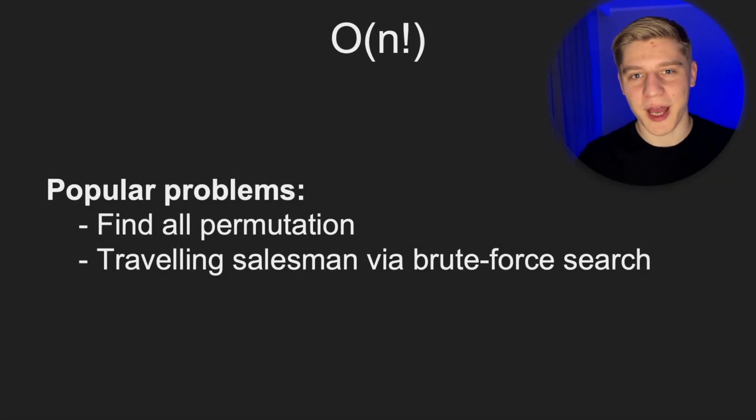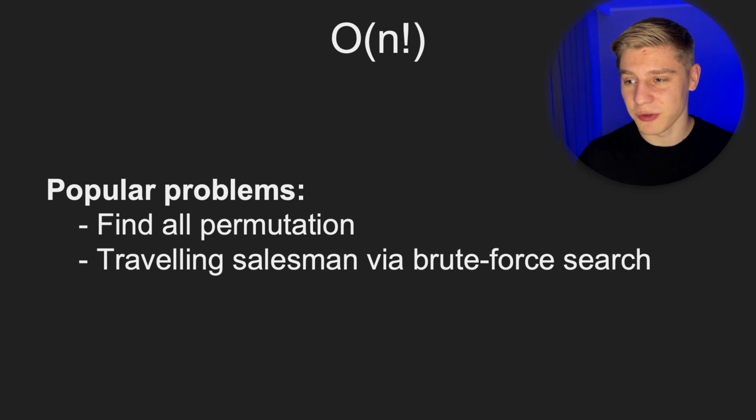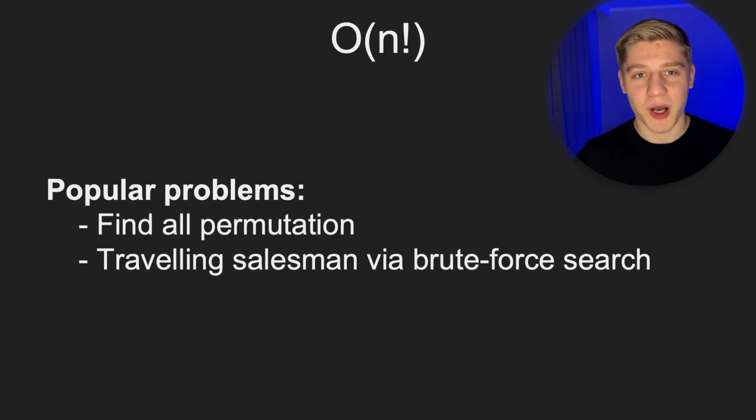We use factorial time complexity when we are computing all possible permutations of a given input. As the probability that you will face such time complexity is really low, we will not go into details, and I just listed popular problems on this slide. So the first one is to find all permutations, and the second one is the traveling salesman via brute force search.